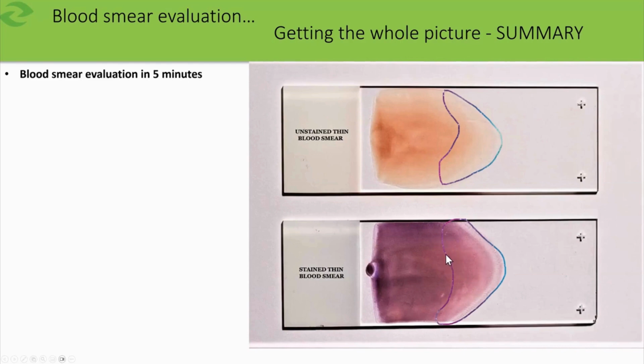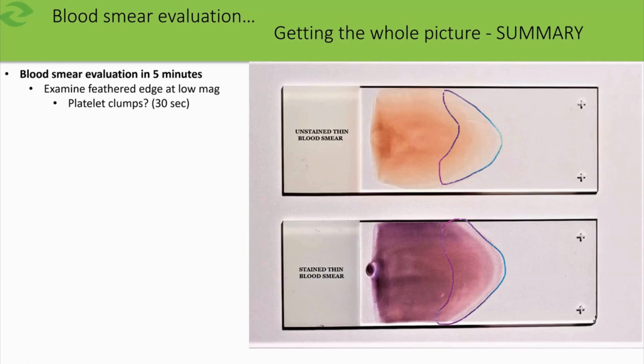Once you get beyond this line here, it's really too thick. And when you're out in this area, it's too thin, and you can make every red blood cell look like a spherocyte. So avoid that. So, feathered edge at low mag, look for platelet clumps. It shouldn't take more than about 30 seconds to see those platelet clumps.